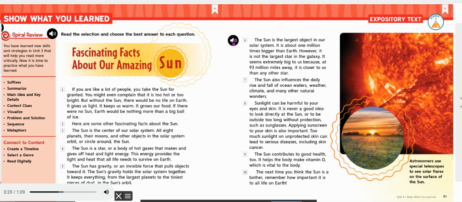Sunlight can be harmful to your eyes and skin. It is never a good idea to look directly at the sun, or to be outside too long without protection, such as sunglasses. Applying sunscreen to your skin is also important. Too much sunlight on unprotected skin can lead to serious diseases, including skin cancer. The sun contributes to good health, too. It helps the body make vitamin D, which is vital to the body. The next time you think the sun is a bother, remember how important it is to all life on Earth. Caption: Astronomers use special telescopes to see solar flares on the surface of the sun.